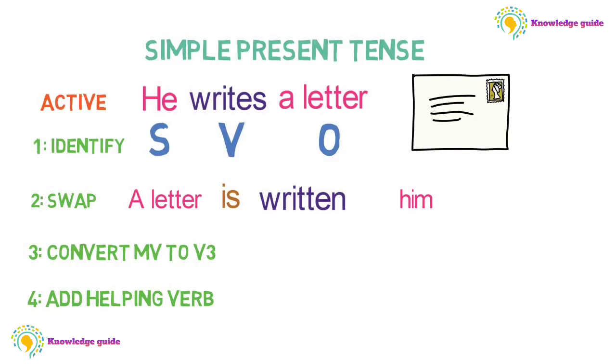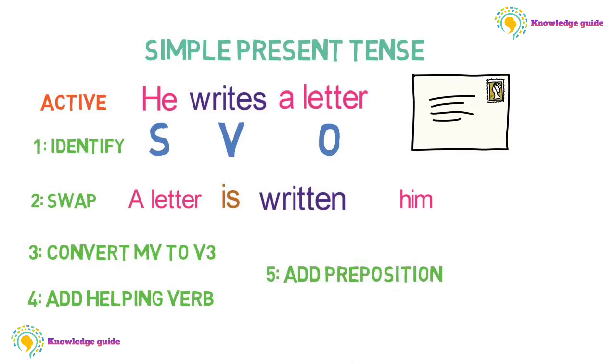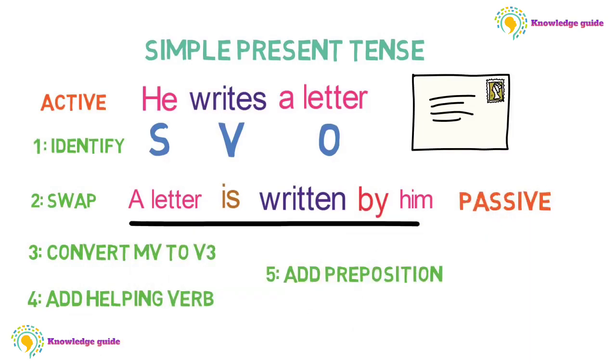Now if you read this sentence, it will be a letter is written him. Do you think the sentence is correct? No. So here the 5th step will come, where we have to add by before the subject. Now the sentence is completed. A letter is written by him. Dear learners, I hope you are clear with this tense.